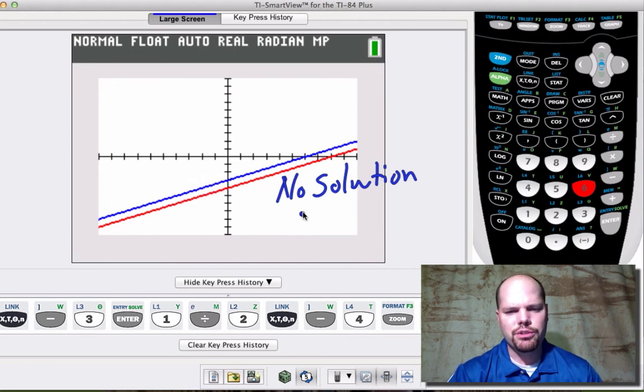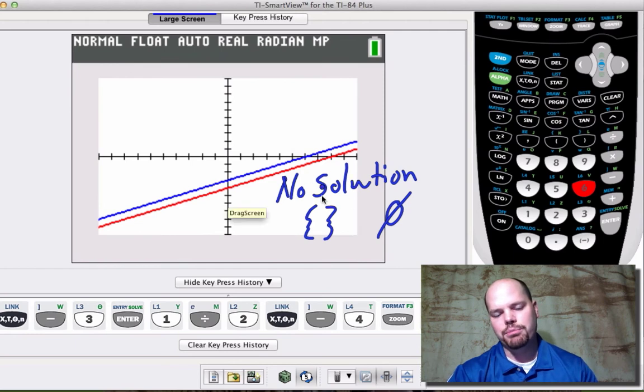So there's no solution, or they call this the empty set or the null set. So you'd be the set of solutions with nothing in it. You could also have that, means no solution as well. So there's kind of 3 ways to write that. Just putting no solution is simple enough.